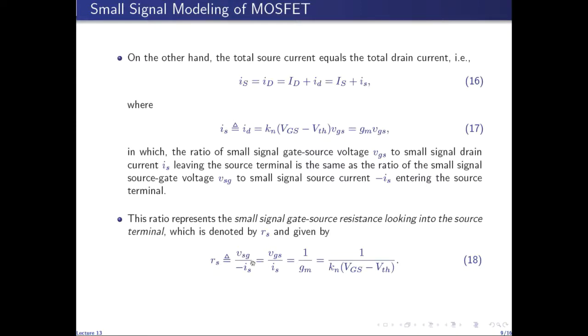And since VSG is equal to minus VGS, this minus gets cancelled with the minus in the denominator. So this resistance is equivalently given by the gate to source voltage divided by the source current. And from this equation, we can see that the ratio of VGS to IS is 1 over GM. And GM is the MOSFET transconductance parameter times this factor, so it is 1 over Kn times this factor. So the small signal resistance looking into the source between gate and source is given by 1 over GM.